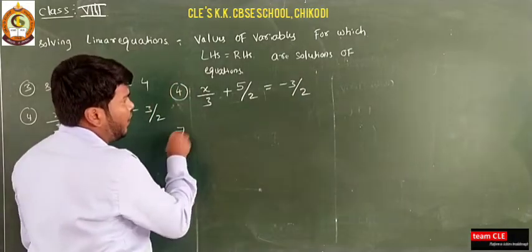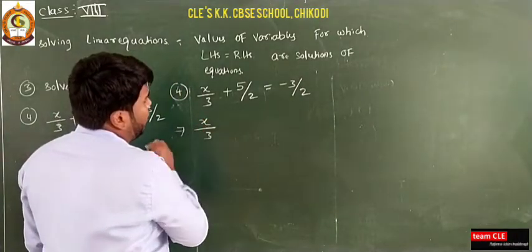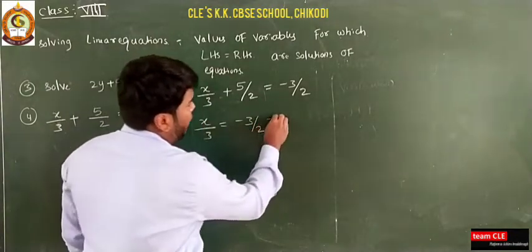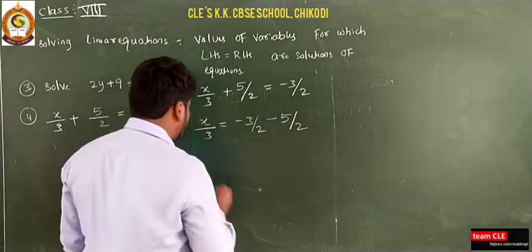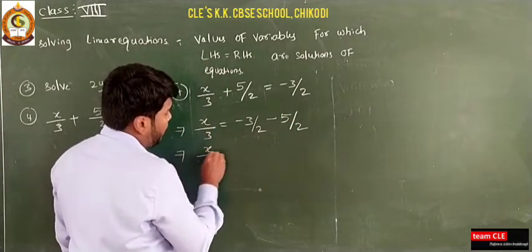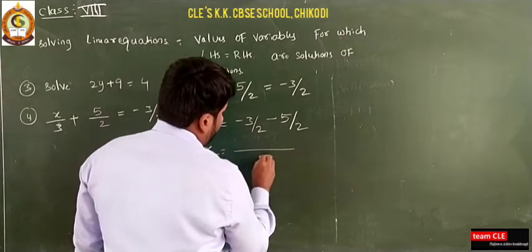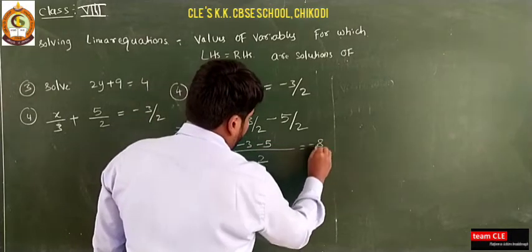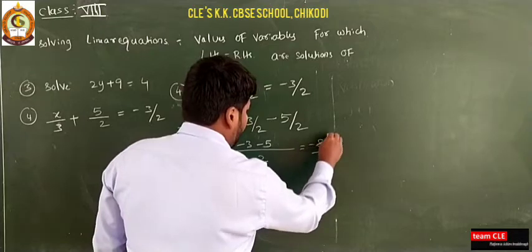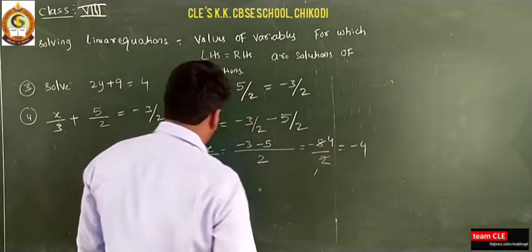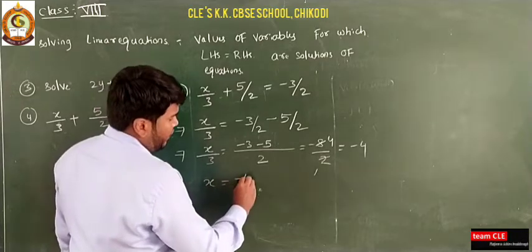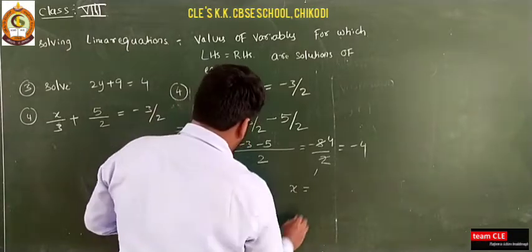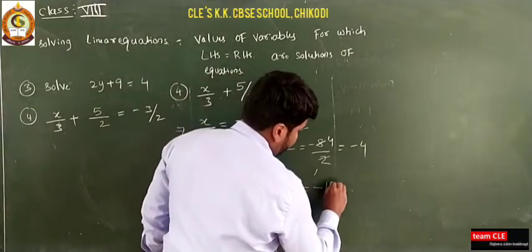Okay, so now see what I have to do. x by 3 as it is, which is equal to minus 3 by 2 as it is. Here transpose minus 5 by 2 to the RHS. If I do transpose, you get x by 3, which is equal to, taking 2 as LCM, minus 3 and minus 5. So I'll get minus 8 by 2. So 2 1s are, 2 4s are, which is equal to minus 4. So you will get x by 3 equal to minus 4, and lastly x is equal to 4 3s are 12, that is minus 12.